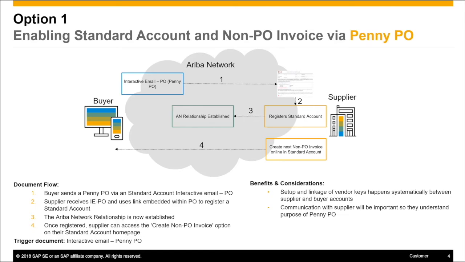So 2 things to consider in this scenario. The setup and linkage of the vendor keys within the supplier and buyer relationship happens systematically between the accounts. The communication with the supplier will be key here so they understand the purpose of the penny PO and so that they do not fulfill it.